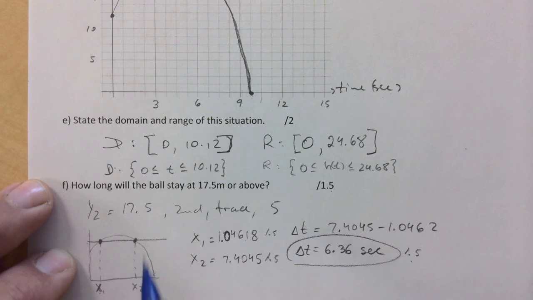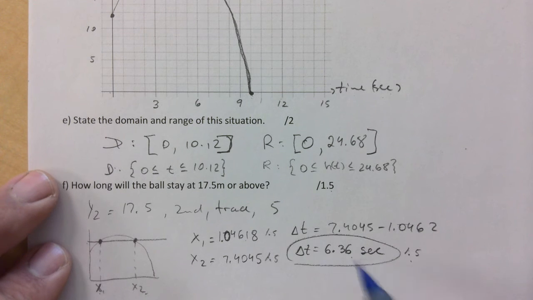I got 6.35 because I rounded. Okay, so take off half a mark, Sean. That is why I don't round to 2 until the end. Okay. Yeah, thanks for bringing that up.